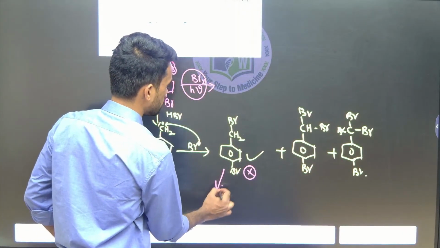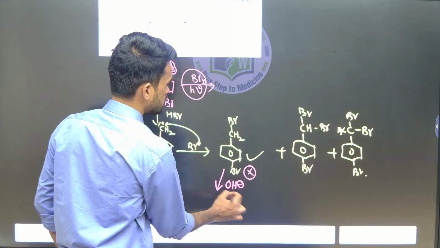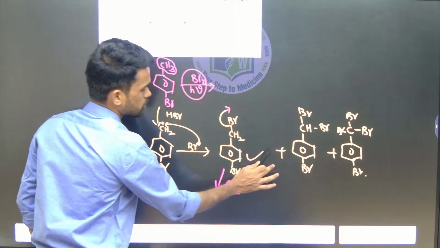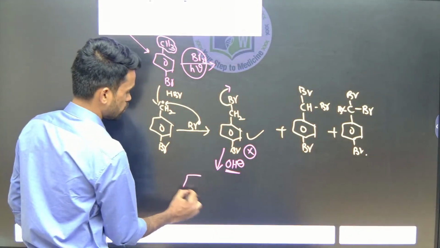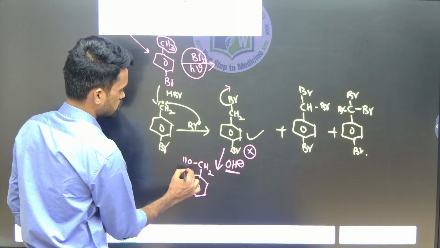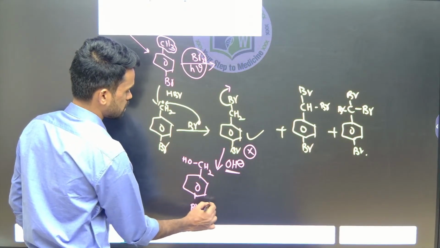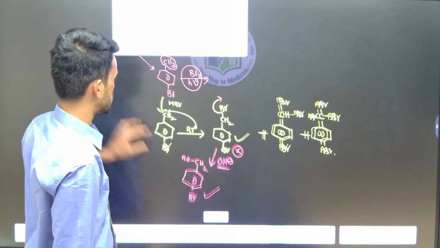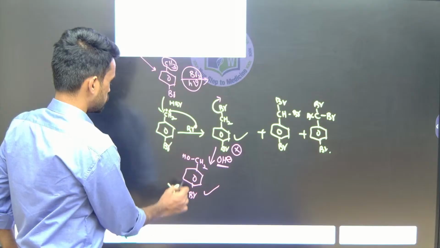Now upon treating with hydroxide ion, what happens? This is a nucleophile. So the substitution of this bromine takes place by this OH minus. So you will get CH2OH. This is your benzylic alcohol, the product formed in the reaction, that's it. This is your Y.